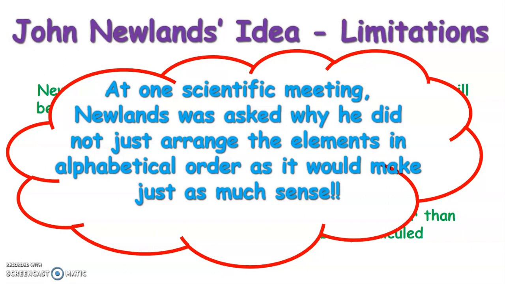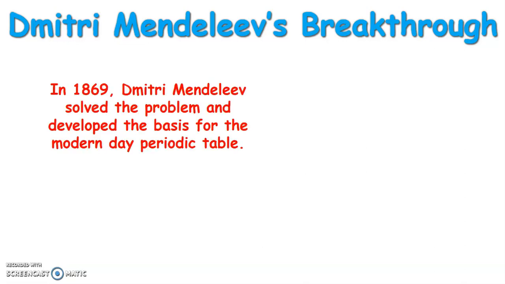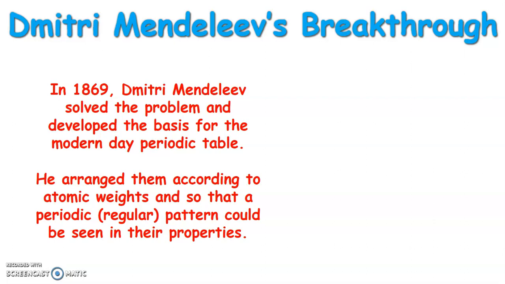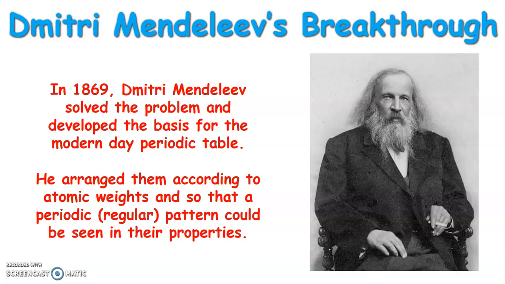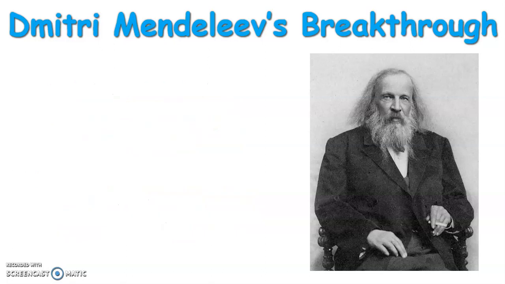But we did build on his ideas. So, as we said, and as the facts point to, Dmitri Mendeleev was the person who actually got us on the road to the point where we're at now. Because Dmitri Mendeleev solved a few of the problems that Newlands' periodic table had. And he developed the basis for the modern day periodic table. First thing he did, which is important, was that he ordered them based on their atomic weights. Okay? And so that way you could see a regular pattern in their properties. There's Mendeleev there. Again, I doubt you'll ever be asked to do anything with his picture, but that's what he looked like. So he ordered them according to atomic weights.